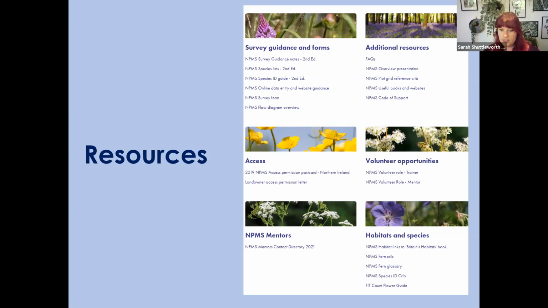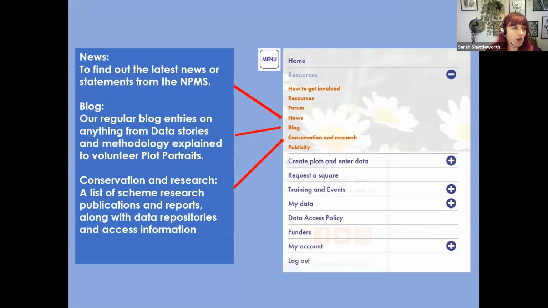There's also some really useful links for some of the habitats and species stuff here, like the fern crib and fern glossary. We've obviously got our ID guide, and recently we've got the flower count guide, which is for the pollinator scheme, but it's an extra guide that could be useful. And then other pages, as I've mentioned, so we've got the news and the blog and the publicity and the conservation and research. So I've already gone into that.